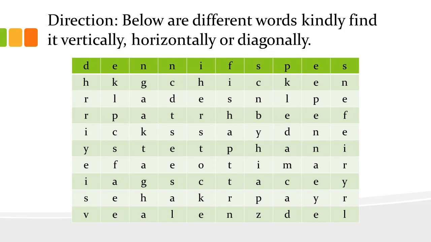Okay? Before we proceed to our lesson, let us have first the activity. In this activity, there are different words in this puzzle. Kindly find it vertically, horizontally, or diagonally. I will give you 2 minutes to do it. Okay? So anybody from the group?